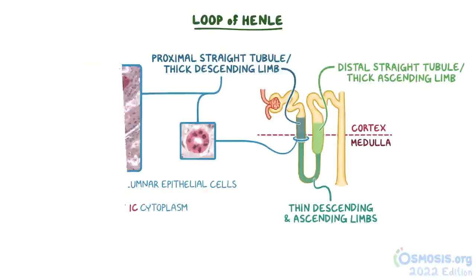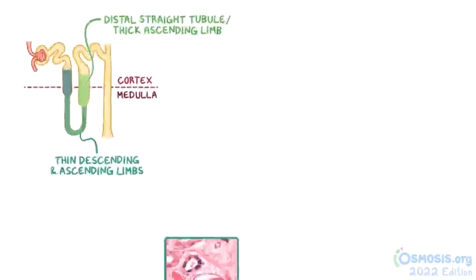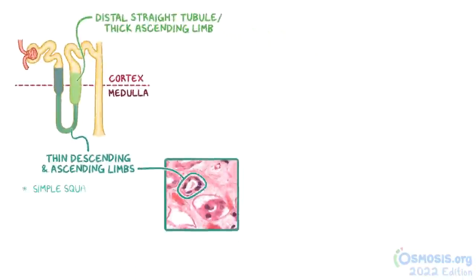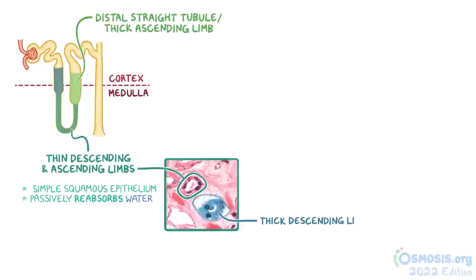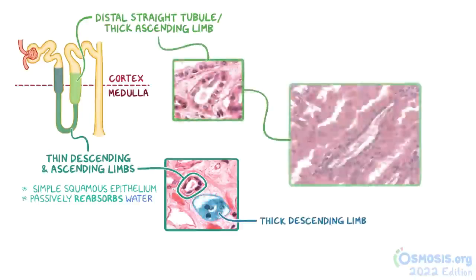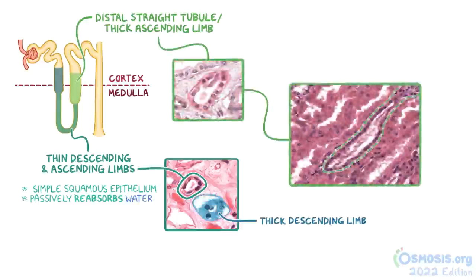The thin descending and ascending limbs of Henle's loop consist of a simple squamous epithelium and passively reabsorb water. The wall of the tubule is noticeably thinner compared to the thick descending limb, which is seen in the bottom right of this image. The thick ascending limb starts in the medulla and ascends into the cortex. This tubule is responsible for reabsorbing electrolytes such as sodium, potassium, and chloride.